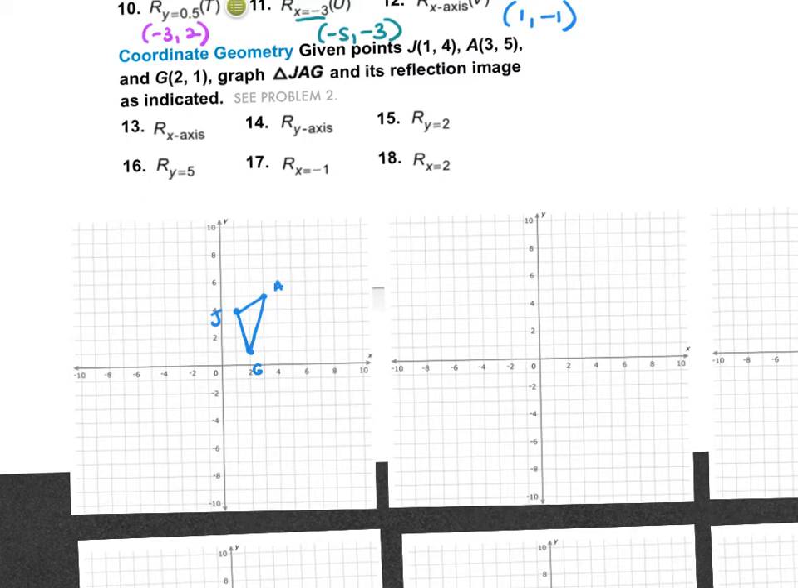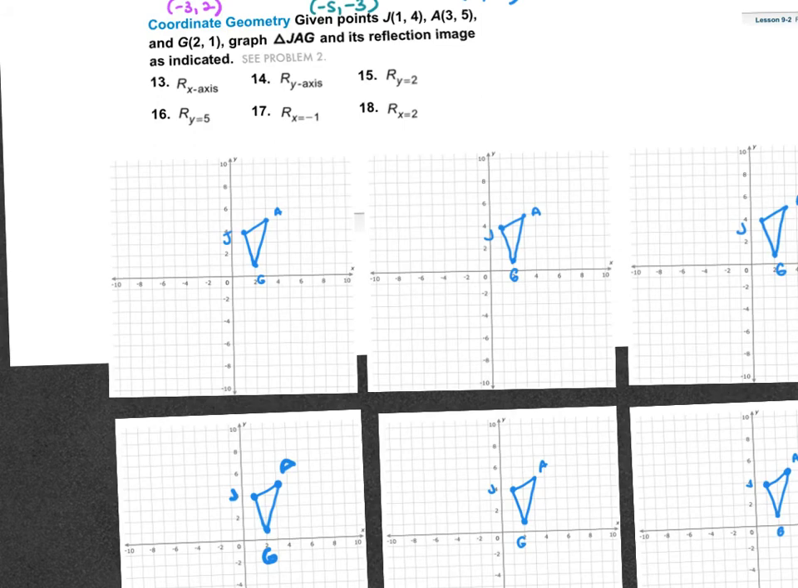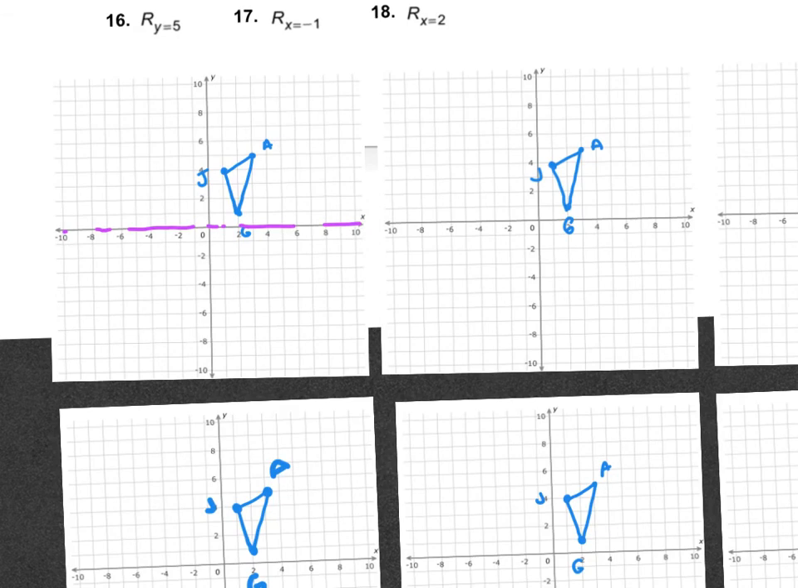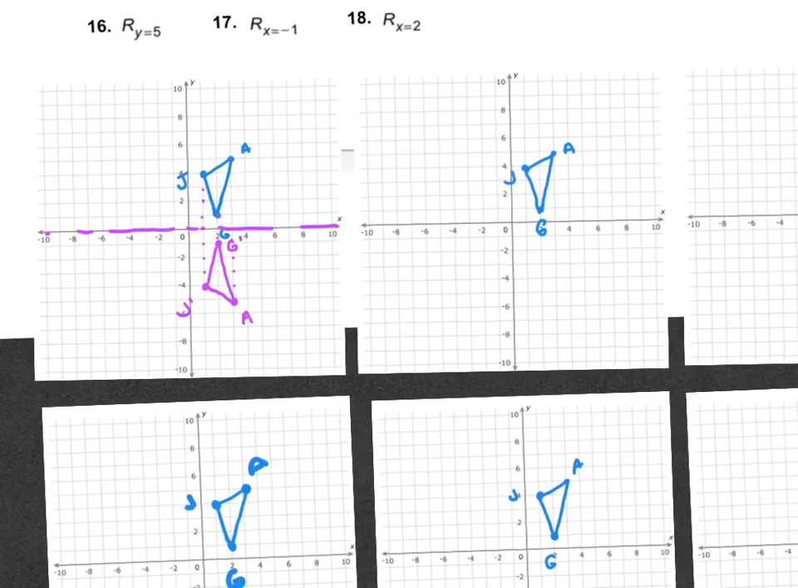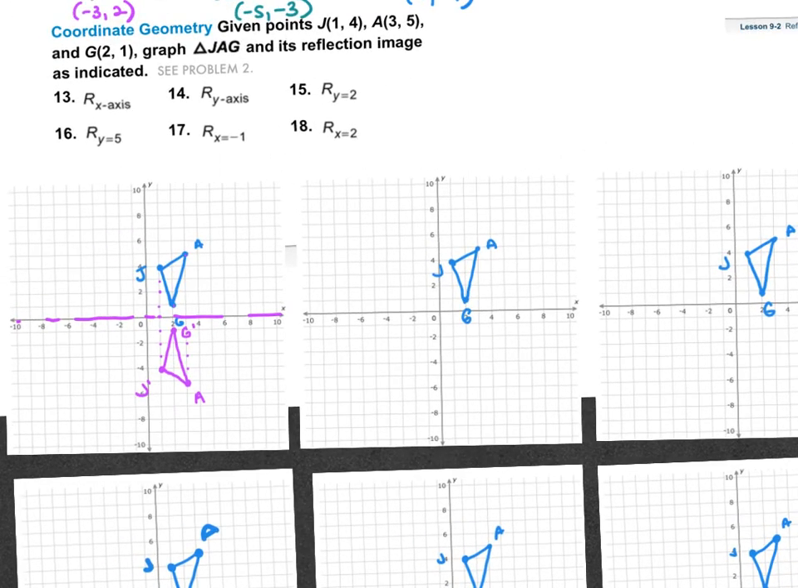Now that's the same one every time. Okay, so I just started with the same triangle each time. So for number 13, it says to flip it over the x-axis. So I'm going to find where the x-axis is, which is right here. And then I'm going to take every point that's above it, and I'm going to flip it below it. So J is 1, 2, 3, 4 units above it, which means it's going to go 1, 2, 3, 4 units below it. G is 1 above. It's going to come 1 below. And A is 5 above. 1, 2, 3, 4, 5. It's going to come 5 below. That's 13.